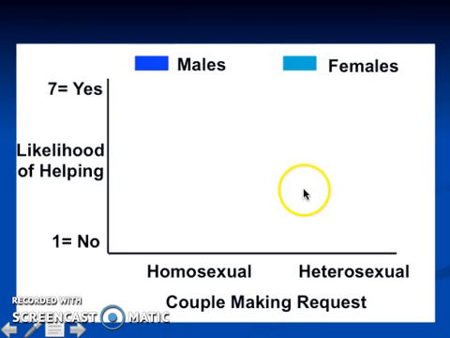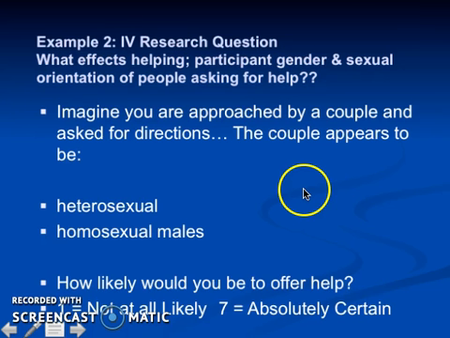Looking at another example, I jumped ahead. Let's say we want to see how the participant gender and sexual orientation of people asking for help will influence your likelihood of helping them. So you're approached by a couple and you're asked for directions. And let's pretend we're not in New York, where we usually just ignore strangers who walk up to us because tourists drive us crazy.